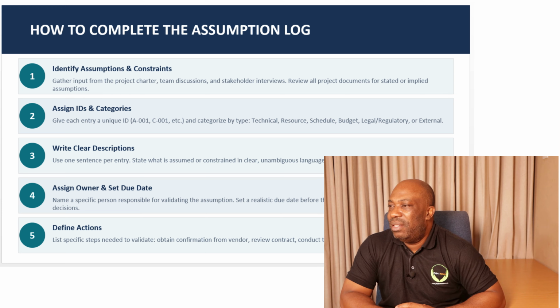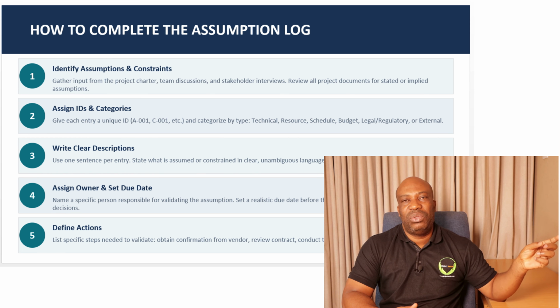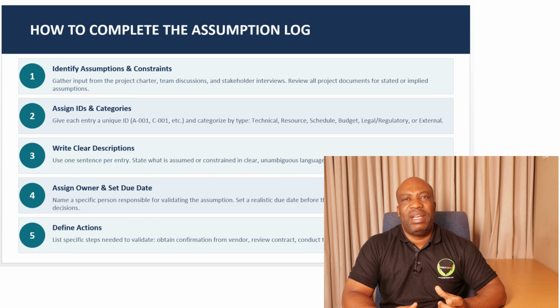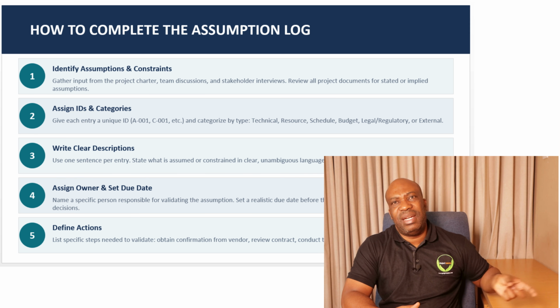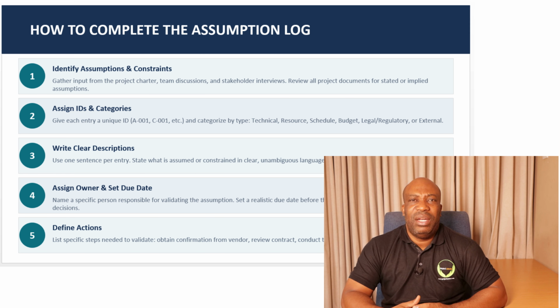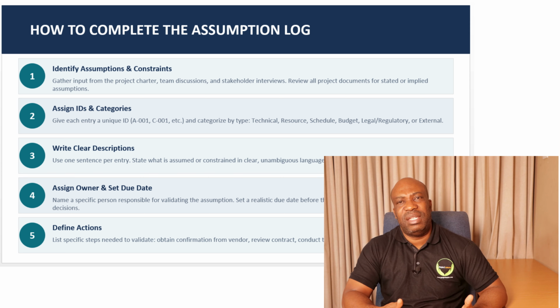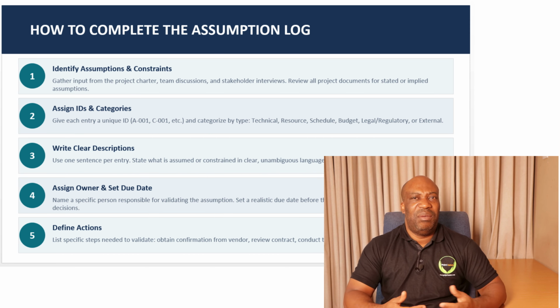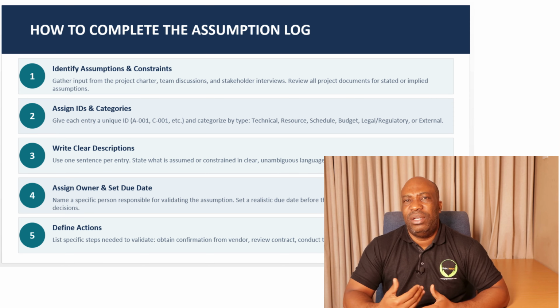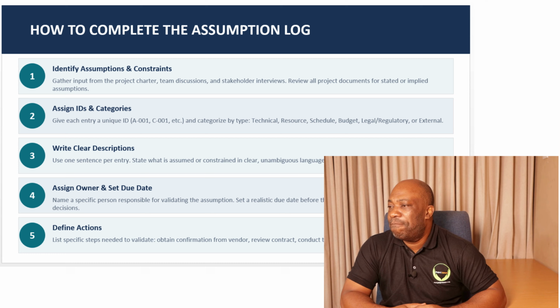The second one is assign IDs and also categories. Each assumption should be traceable throughout the project. So how do you make that possible? You have to make sure that there's an ID assigned to each and every assumption. And also you categorize the assumption. Is it something technical? Is it something financial? Or is it something that is maybe a global thing, and so on and so forth. Some of these categories, you come up with as you go through the project.